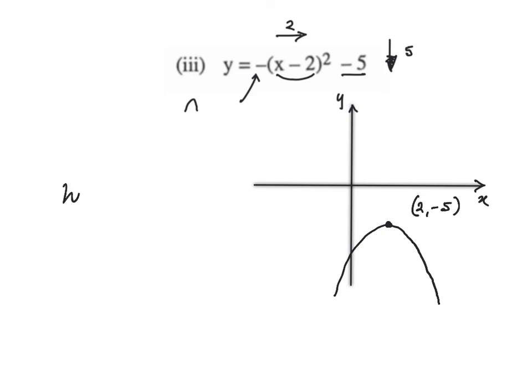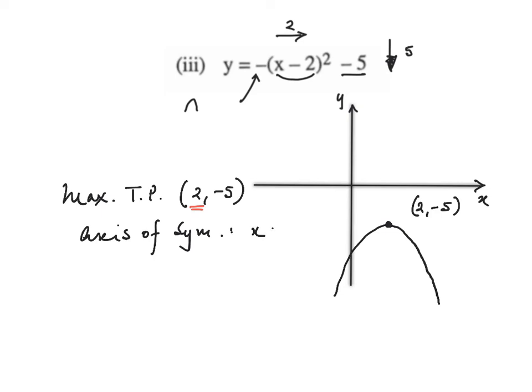It's a maximum turning point located at 2, minus 5, and the axis of symmetry is this value here, which is to say x equals 2.